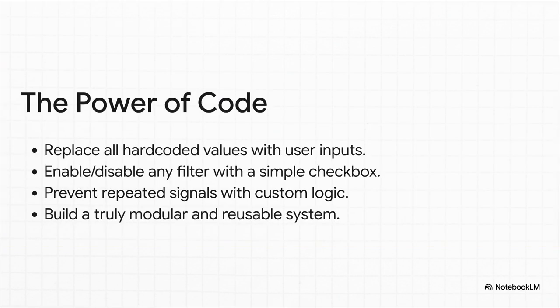And this is the real power of making that jump to code. You get total command. You can replace every single fixed number with a setting that the user can control. You can turn entire blocks of logic on and off with just a single click. You can even add more advanced rules, like telling the strategy, only take the first long signal, not 5 in a row. You end up building a system that's truly modular, flexible, and honestly, just plain smarter.